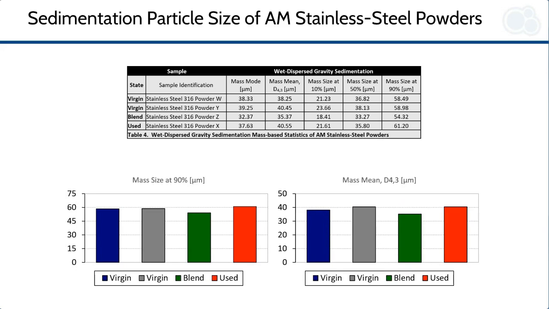We do see a definite increase in D90 for the used powder. The mass-based mean distribution, also known as D43, is shown on the right. Both show the influence of the larger agglomerates that appear to be in the used powder.